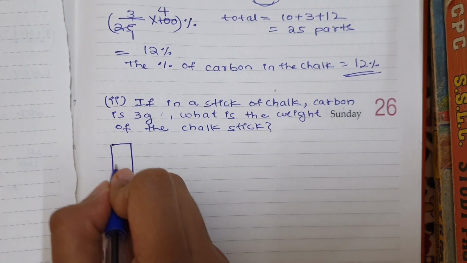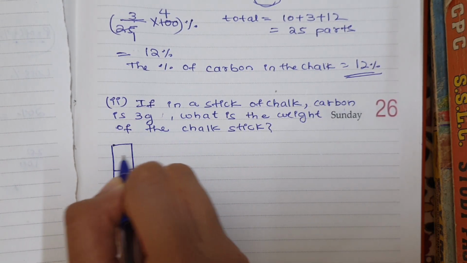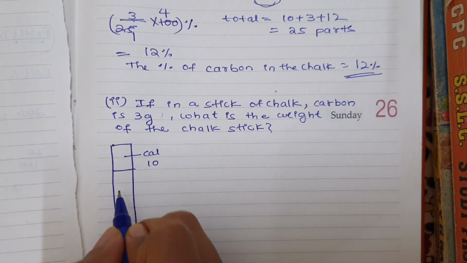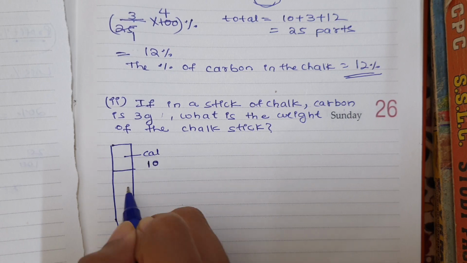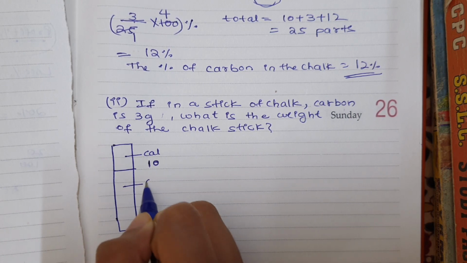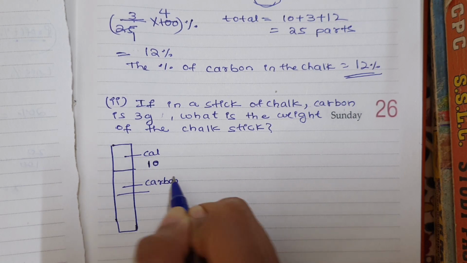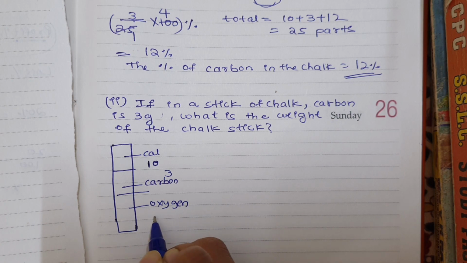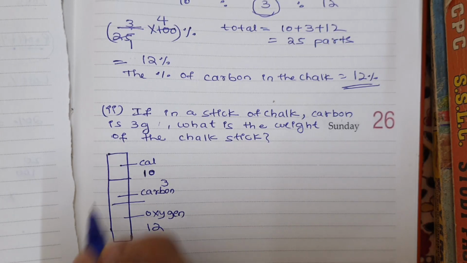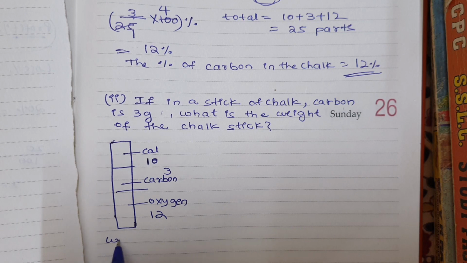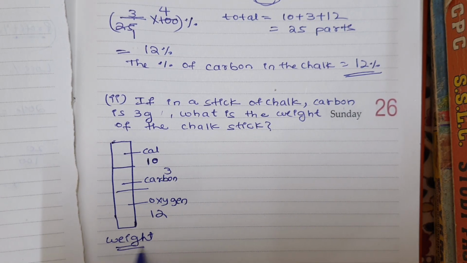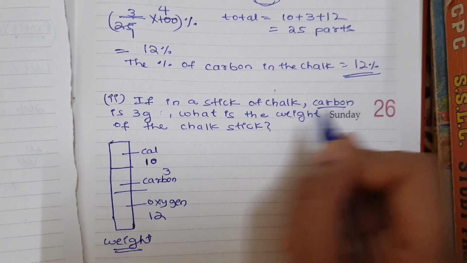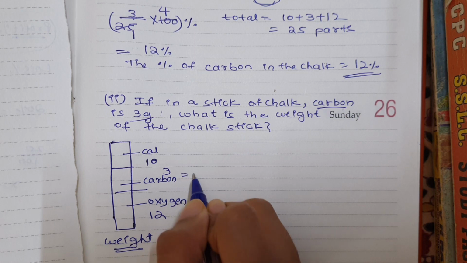Right? First calcium is 10. First calcium and then oxygen and then carbon. Carbon is just a 3 part and then oxygen. Oxygen is how much? Oxygen is 12 part. Now we have to find the weight of this chalk. They have given the carbon is 3 gram.